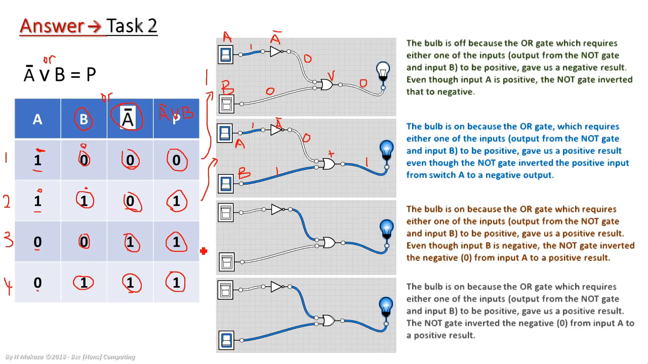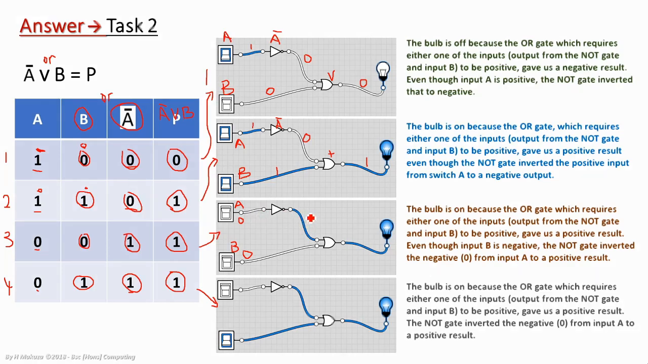Okay, so moving to this one here, and this will go there. In this one, A is 0 and B is 0. As you can see, A is 0, B is 0. That's A and this is B. The NOT gate is going to change this 0 input to a 1 output.